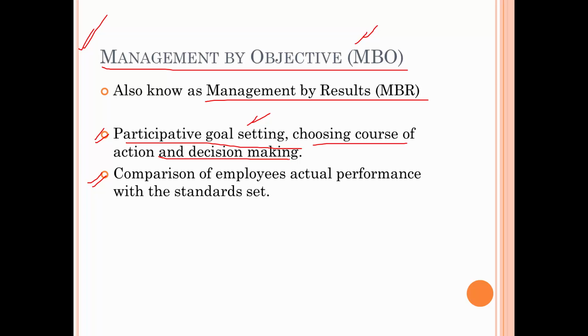Here management is not the only one setting the goals. The management as well as employees work with each other. They themselves, with coherence, set the goals. Then comes comparison of the employees' actual performance with the standard set. So some standards are set, and the employees' performance is compared with that. Regarding the set standards, the employees have to tell that we can do this much work, or we can achieve this much target.